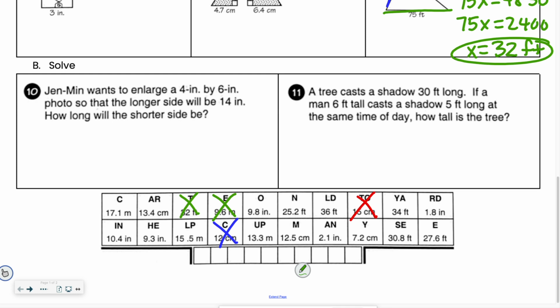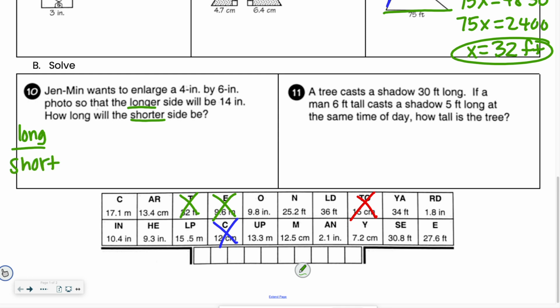Okay, let's try 10 and 11. It says Jen Min wants to enlarge a 4x6 inch photo so that the longer side will be 14 inches. How long will the shorter side be? So we're on this one. We got to figure out what 2 things we're comparing. We have a short side and a long side. So I'm going to put long over short.